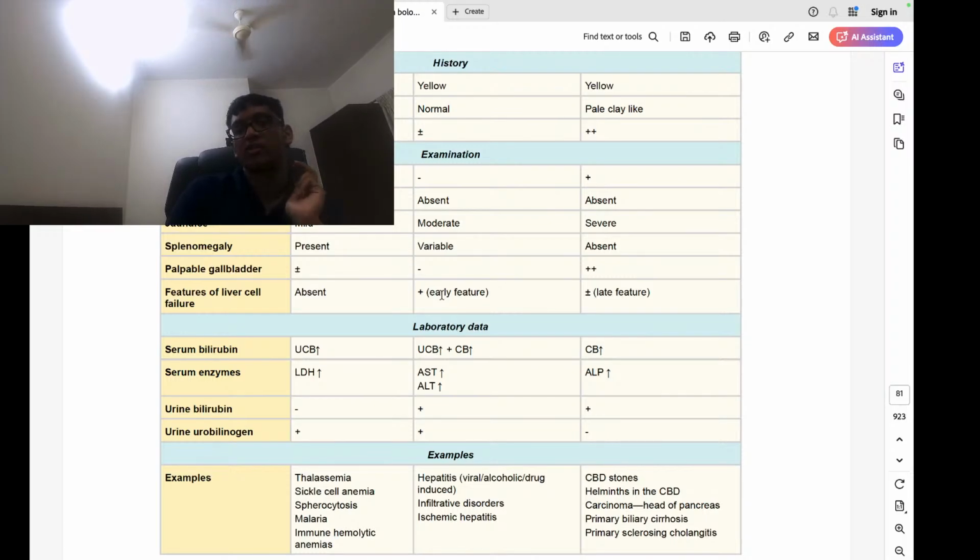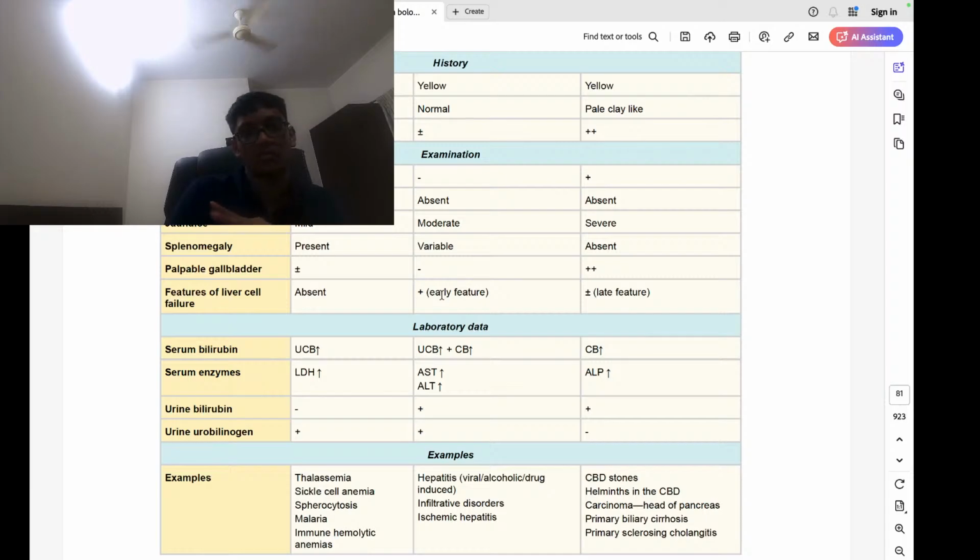That's it. Then serum enzymes: LDH will be increased because of hemolysis. AST, ALT will be increased because of liver problem, and ALP will be increased in obstructive. Then urine bilirubin will be absent. Urobilinogen will be present. Then urine bilirubin will also be there. Urobilinogen will also be there.